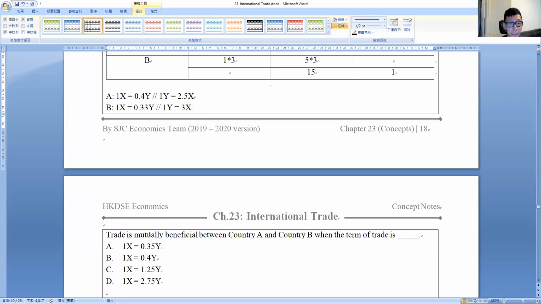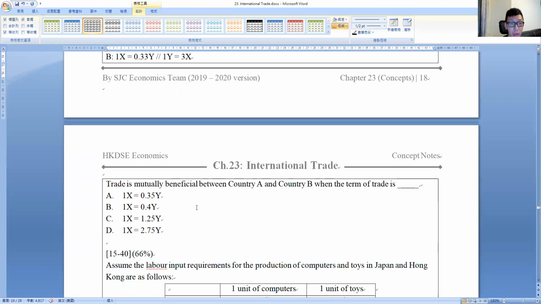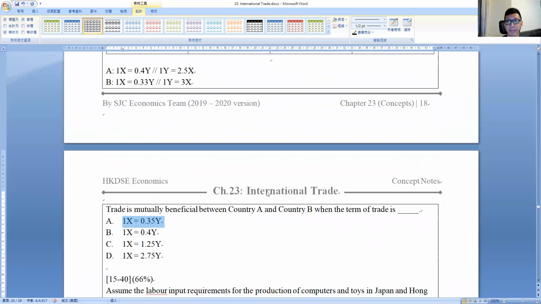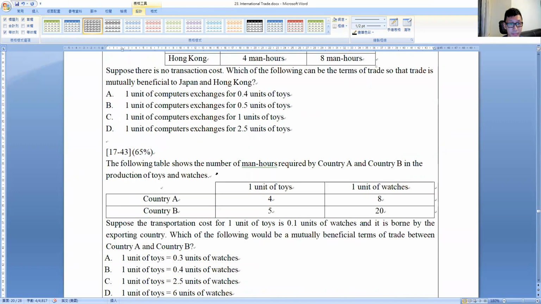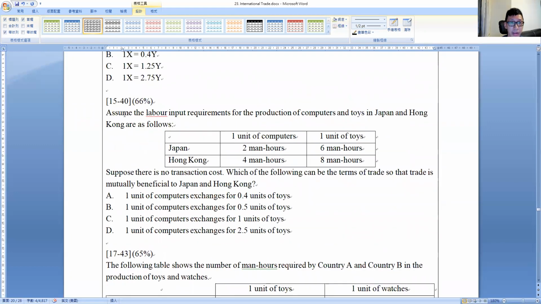Okay, so a mutually beneficial term would be when 1x equals something. It should be between 0.33 and 0.4. So only one of them would work, and that would be answer A. A works, the others don't. Just like that.